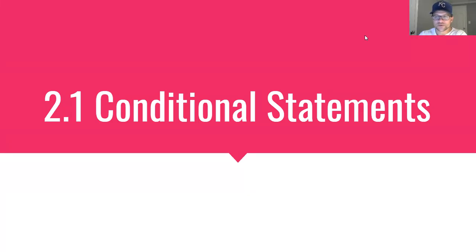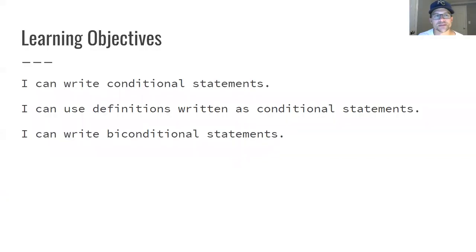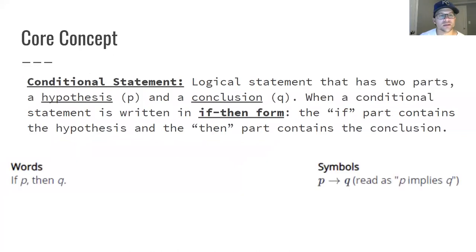Hello, this is a video tutorial on the Big Ideas Geometry textbook for the 2.1 section, Conditional Statements. So the learning objectives for this section are that you can write conditional statements, you can use definitions written as conditional statements, and you can write biconditional statements.